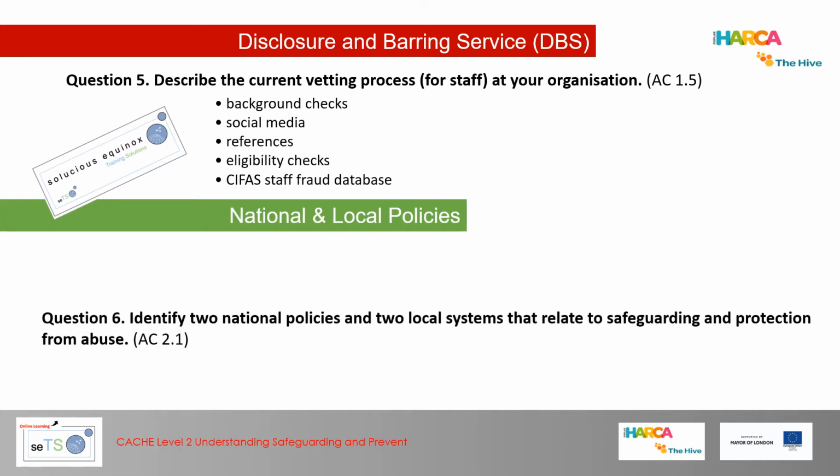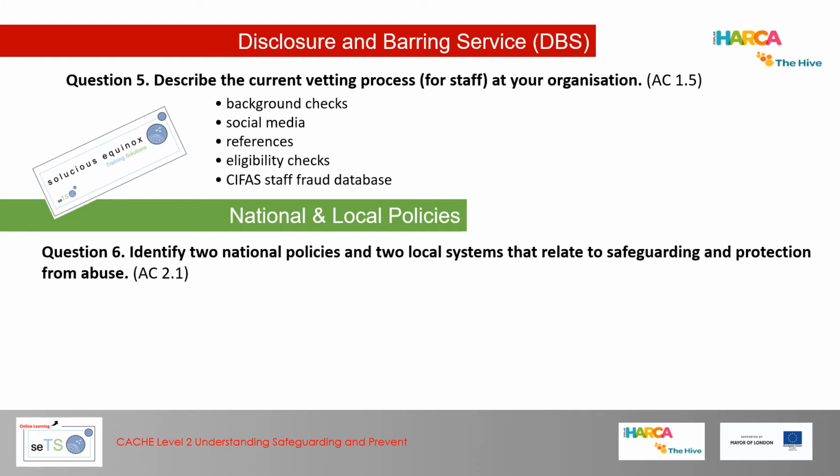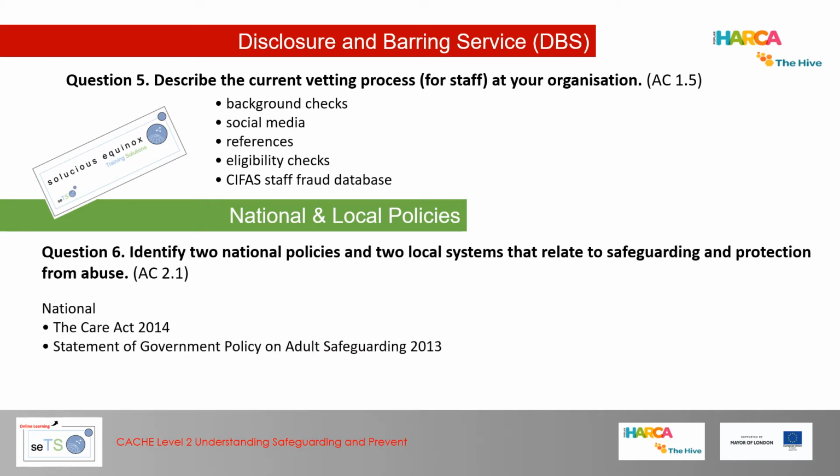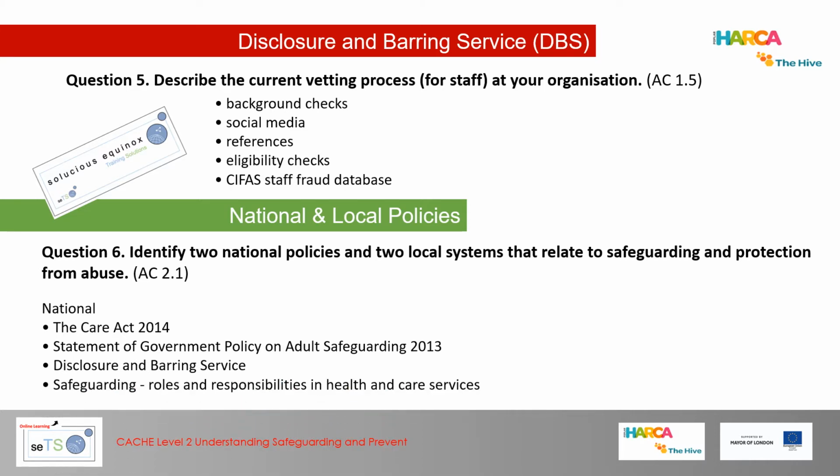National and local policies. For question 6, it's asking you to identify 2 national policies and 2 local systems that relate to safeguarding and protection from abuse. So for national, you may want to consider the Care Act 2014, the Statement of Government Policy on Adult Safeguarding, Disclosure and Barring Service, and Safeguarding Roles and Responsibilities in Health and Care Services. And for local, educational establishments, police, health professionals.